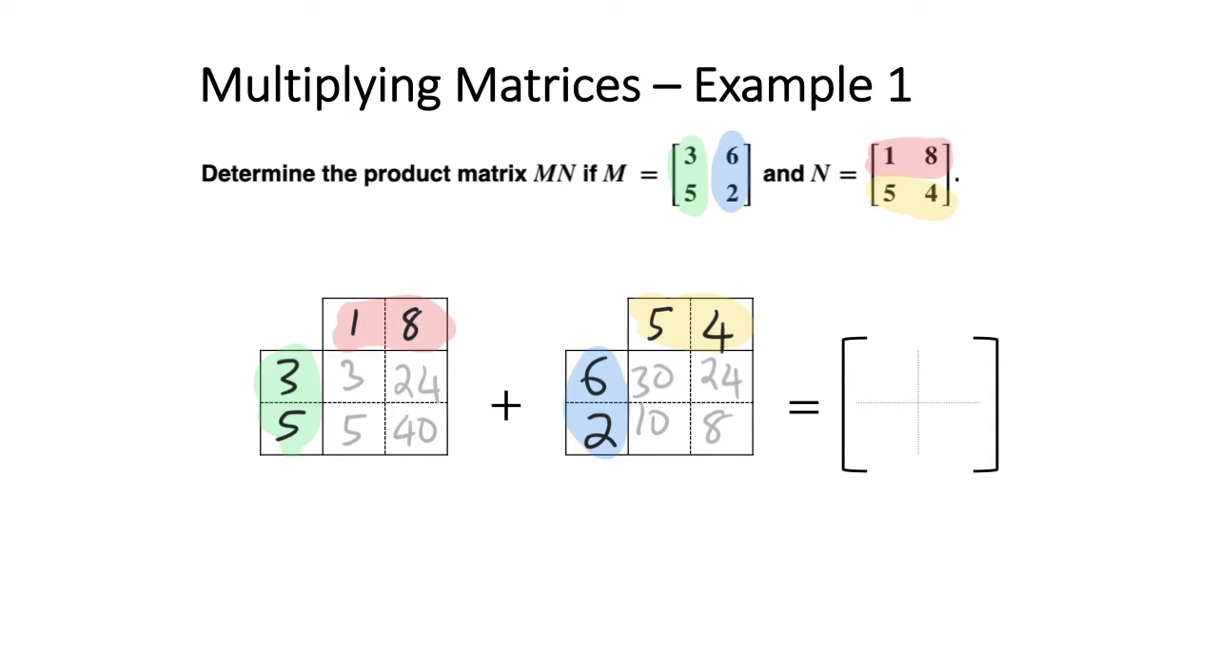So now that we've completed our two tables, we can add each of those corresponding items in each table to form our final matrix. So it will be 3 plus 30 is equal to 33, 24 plus 24 is equal to 48, 5 plus 10 is equal to 15, and 40 plus 8 is equal to 48.